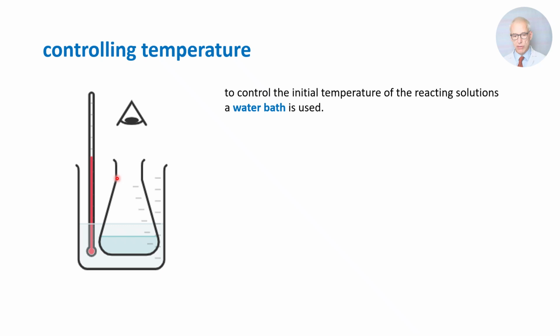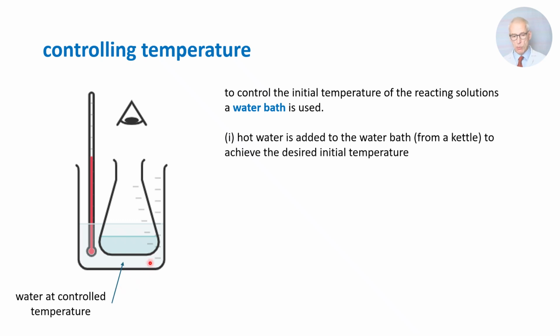So here is our conical flask, for instance, with the disappearing cross reaction mixture, and we have the water at a controlled temperature. So we've got a surrounding water bath in which we place the conical flask. Hot water is added to the water bath, for instance from a kettle, to achieve a desired initial temperature. And of course, we need a thermometer to measure that temperature. Or an alternative is, rather than using water from a kettle, you could heat the water bath over a Bunsen.